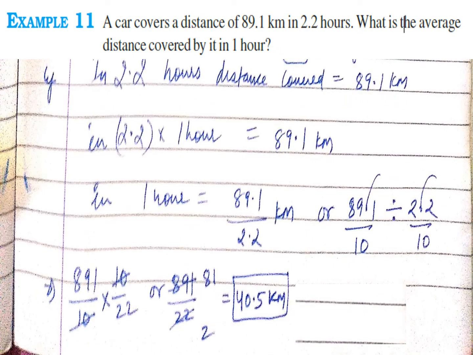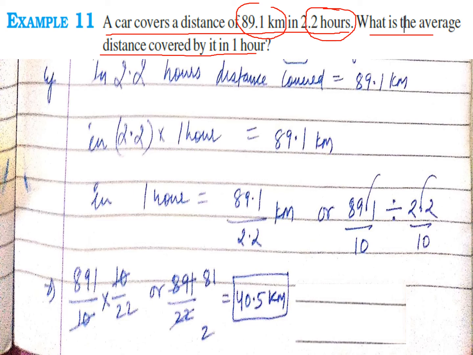Okay, question number 11. In the last one, you have to solve completely on your own. A car covers a distance of 89.1 kilometers in 2.2 hours. So in these many hours, the car covers these many kilometers. What is the average distance covered in 1 hour? Now this question is a little bit changed.